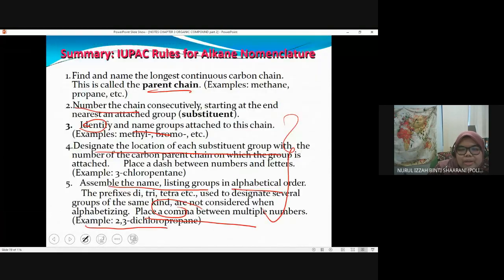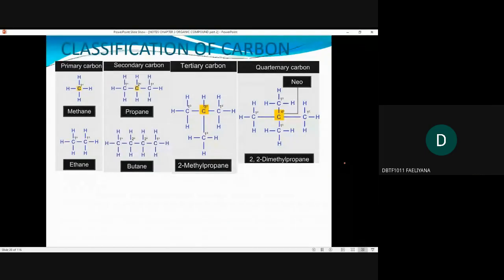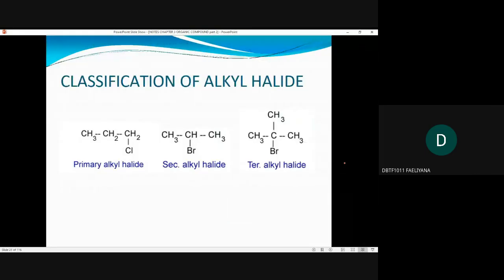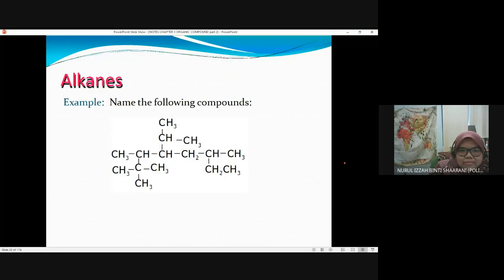Okay. So any questions? I have settled the nomenclature of alkenes, and also constructing the structure of an alkene. So any questions before we proceed? Do you all understand? Okay, wait a moment.